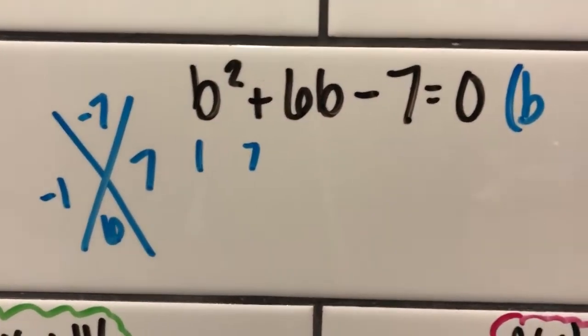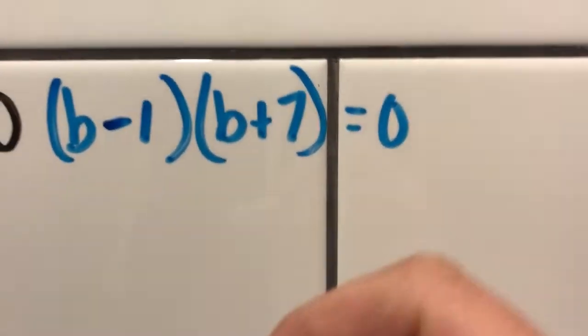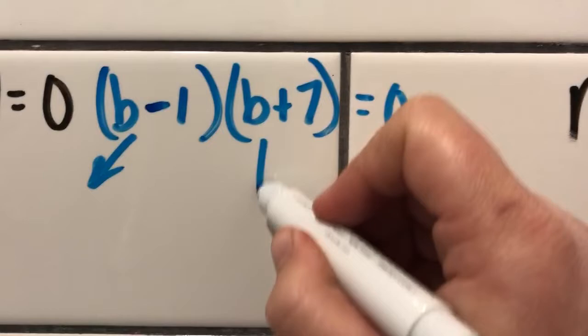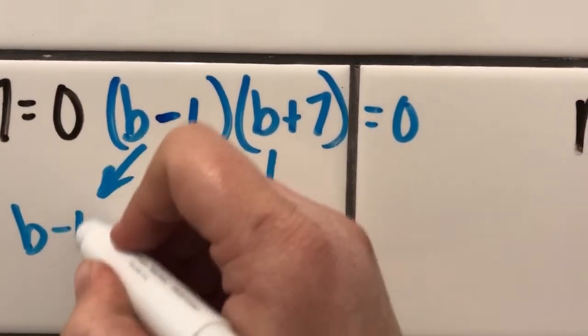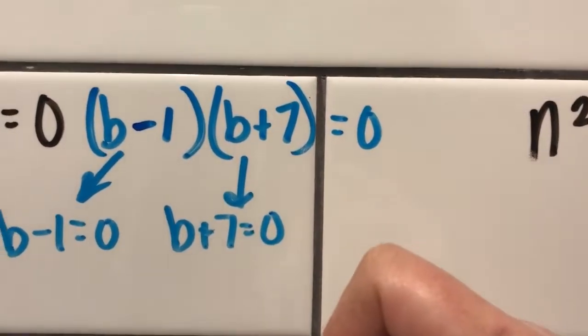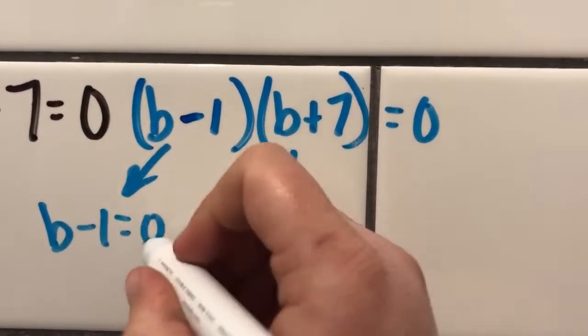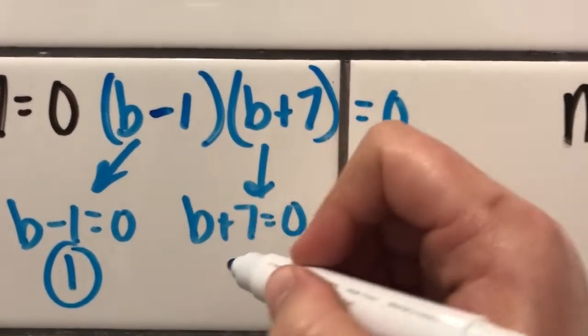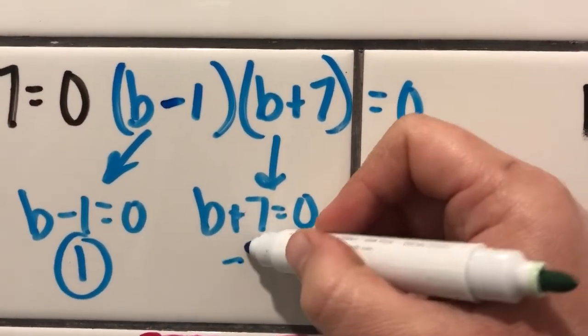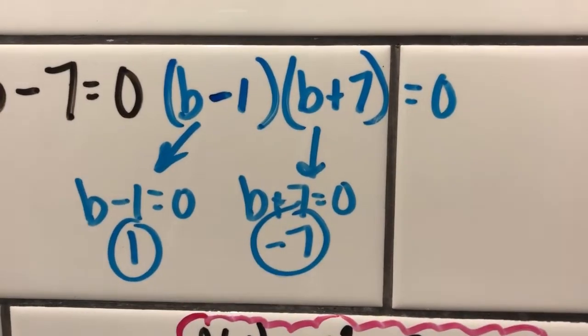So I have a -1 and a +7 to add to make my binomials, and I can go ahead and split. I have b minus 1 equals 0, and I have b plus 7 equals 0. So now I'm going to solve them separately. When I add 1 here, I have +1. And here I would need to subtract 7 to end up with -7. And it would be done.